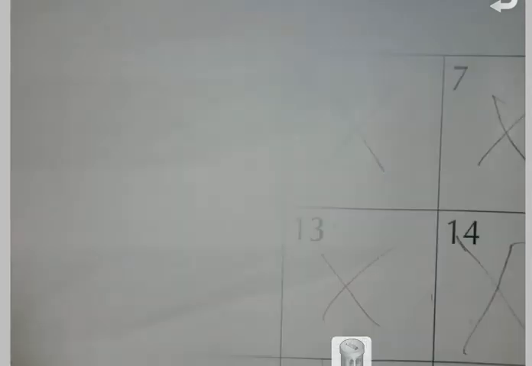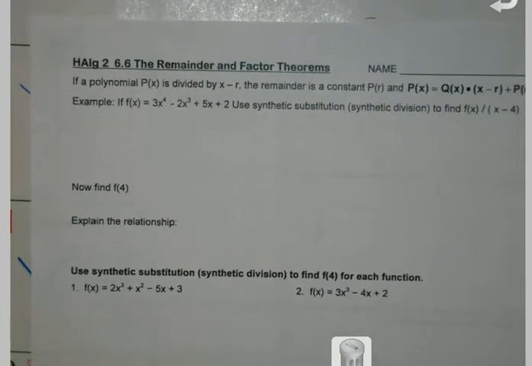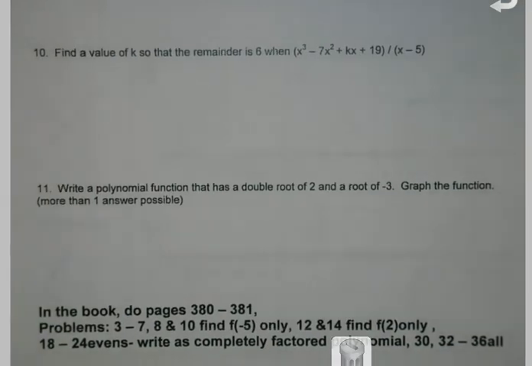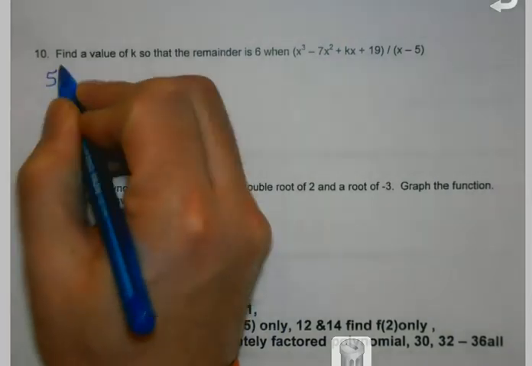So again, we're on the back of this 6 remainder and factor theorems note sheet. We're going to start up today on number 10 on the back and discuss what happens when I'm trying to find something besides just doing synthetic division. So for instance here, it says find a value of k so that the remainder is 6 when, and they give me this value. I'm going to set this up just like I would any synthetic division problem.